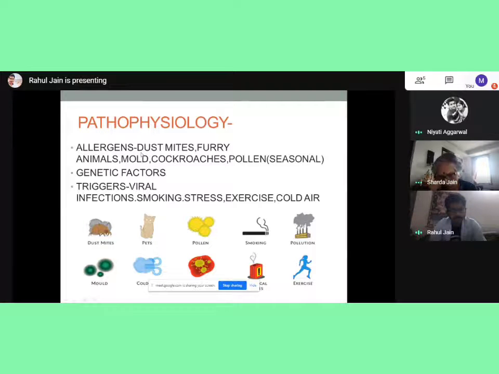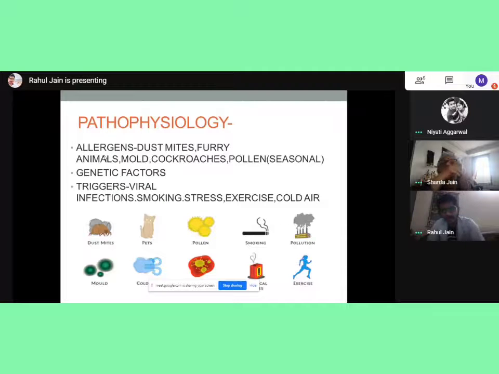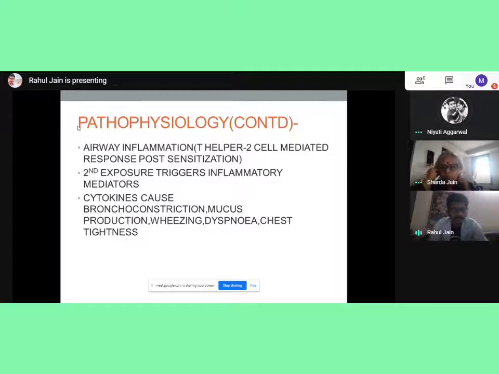Okay. Yes. So first, what happens is that these are the trigger factors. Afterwards, there is airway inflammation. There is something called a T helper 2 cell mediated response. And then they get sensitized. They will release inflammatory mediators. Those inflammatory mediators are the cause of all the symptoms.